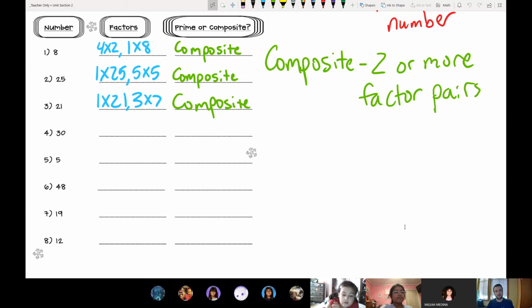Okay, looking at the next one, 30. Who can help me out? Camila, you want to help on that one? Yes. Okay. 30: 1 times 30 and 5 times 6. Awesome. So is it prime or is it composite? And it's composite. There are even other factors out there as well. But once we've found at least 2 of them, we know it's composite for sure, because composite means 2 or more, all the way up to 100 factors if we had that big of a number. Okay, nice job, Camila. What about 5?